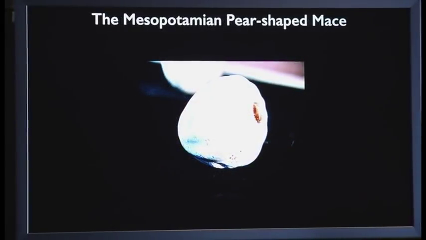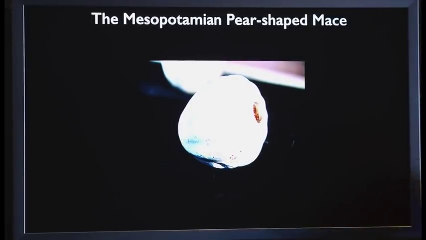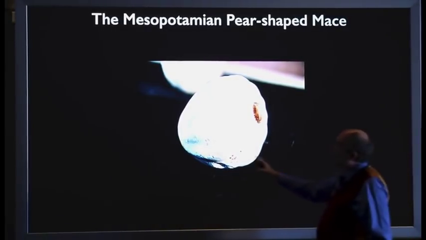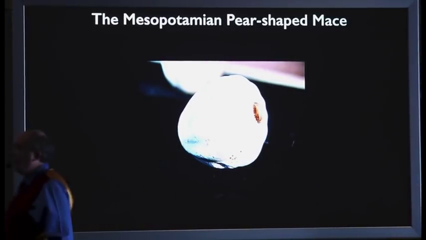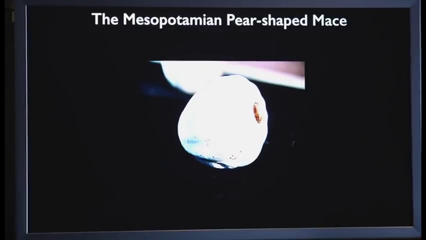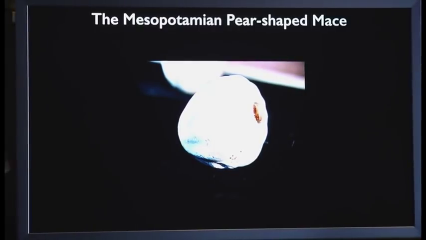Now, you might ask again, like the lapis lazuli, like all the other objects, the pear-shaped mace begins life in Mesopotamia. We see it for the first time in the Uruk period, Uruk IV period. So it's an import from Mesopotamia into Egypt.